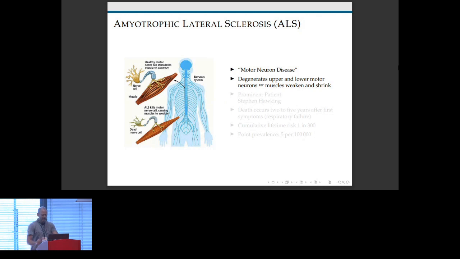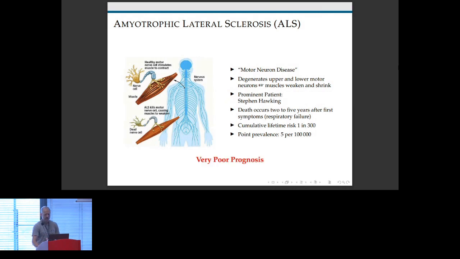So here, this is the motor neuron disease. It degenerates upper and lower motor neurons, and muscles weaken and shrink. A prominent patient was Stephen Hawking. Everyone knows him, but he was very lucky because death usually occurs 2 to 5 years after first symptoms. And the last two statistics mean, okay, many people are affected, but you hardly see anyone. And why is this? Because upon occurrence of first symptoms, the people just die quickly. In other words, ALS has a very poor prognosis.